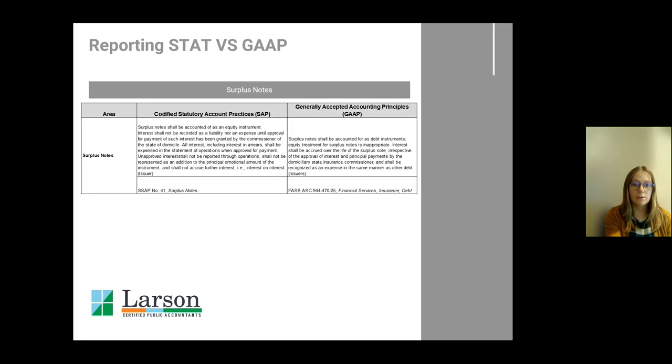Next is surplus notes. For statutory, surplus notes have to be approved by the state insurance commissioner. If they are, it's recorded as a loan in surplus instead of the liability section of the balance sheet. These are usually to help insurance companies meet their surplus requirements, and they are very heavily regulated. Interest payments also need to be approved by the state insurance commissioner. In GAAP, any surplus notes are recorded in the liability section of the balance sheet, not the surplus, and that's the difference there.